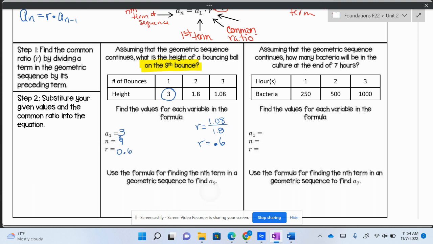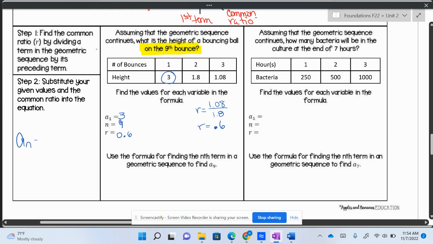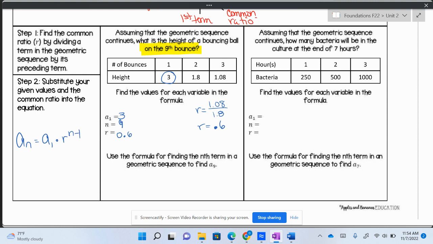So we're going to use this formula. I'm going to write it off to the side. A to the n equals a to the 1 times r to the n minus 1. And we're going to find the 9th term. So I need to know a to the 9. Well, I find that by taking the first term. That's what a1 stands for. And what is the first term? 3 times r. What is my r value? Yeah, the 0.6, sorry. And then to the n minus 1.